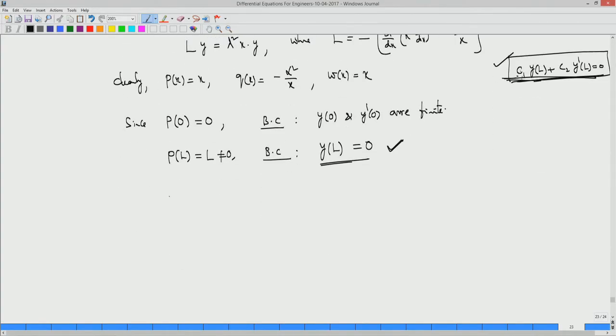So the eigenvalue problem is Ly equal to lambda square xy, and your boundary conditions are y at 0 and y dash at 0 is finite, and y at L equal to 0. This is x between 0 to L. So this is your singular Sturm-Liouville system.